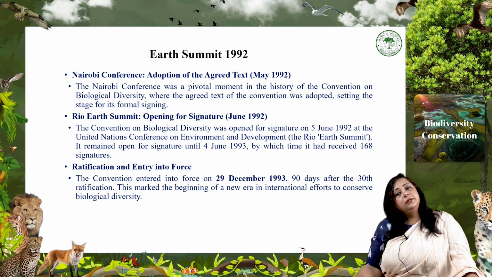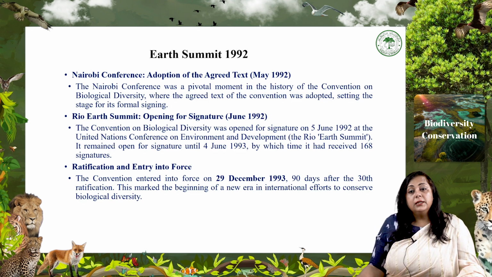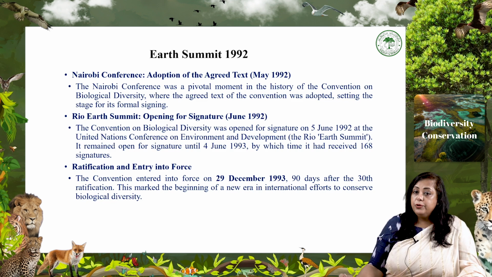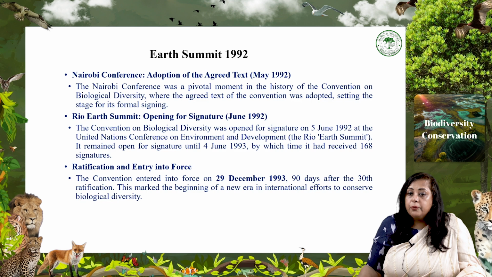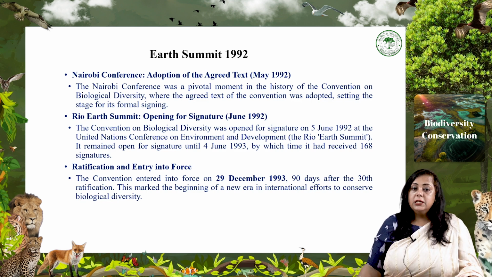So, that was the convention, that was the Earth Summit 1992. Nairobi Conference, adoption of the agreed text was 22nd May 1992. The Nairobi Conference was a pivotal moment in the history of the Convention on Biological Diversity, where the agreed text of the convention was adopted, setting the stage for its formal signing. So, by the time the convention took place during the Earth Summit, the text was prepared, the text was complete.